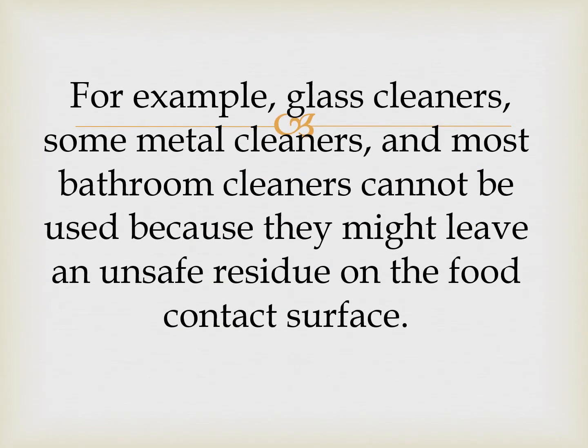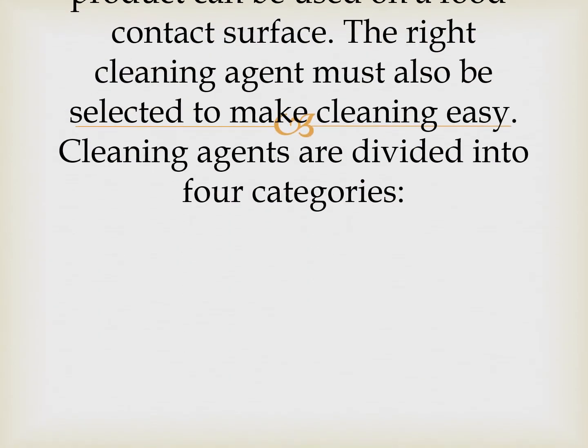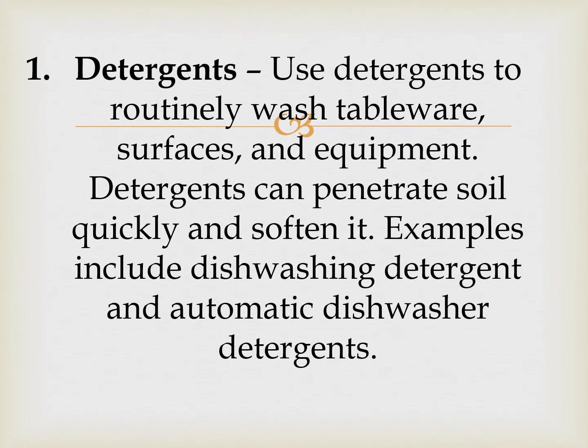For example, glass cleaners, some metal cleaners, and most bathroom cleaners cannot be used because they might leave an unsafe residue on the food contact surface. Detergents: use detergents to routinely wash tableware, surfaces, and equipment. Detergents can penetrate soil quickly and soften it. Examples include dishwashing detergent and automatic dishwasher detergents.